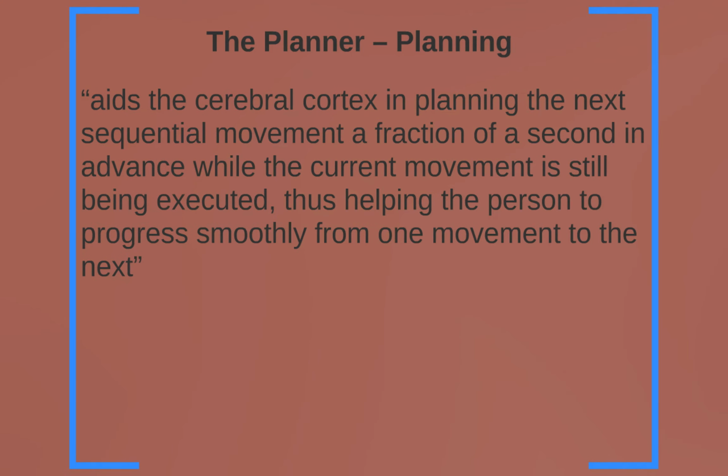Now I'll move on to the next level. It's also a planner. And as a planner, it doesn't do this independently. It does not operate without the cerebral cortex. Rather, it plans as an assistant for the cerebral cortex. What it does is give the cerebral cortex the ability to plan the next sequential movement, and it can do this a mere fraction of a second in advance. So while your current movement is being executed, your cerebellum is feeding information to and from your cerebral cortex to modify that movement so that the next movement will be smooth and precise.